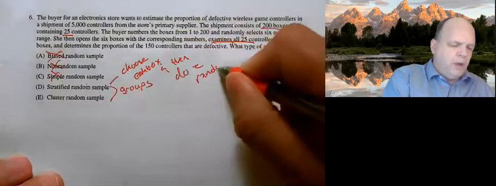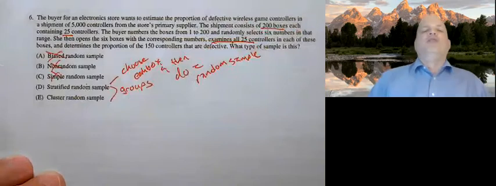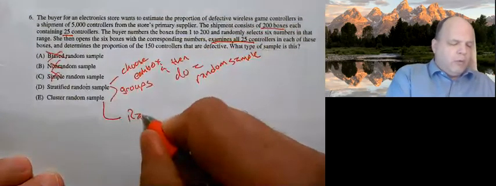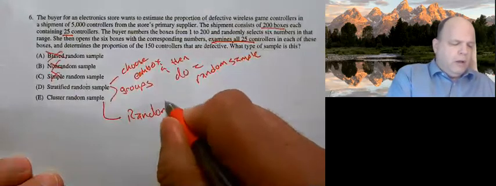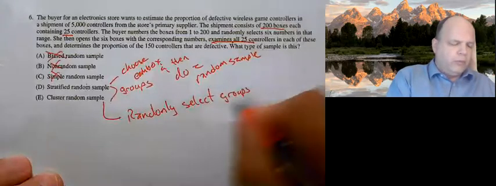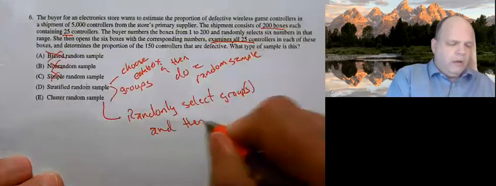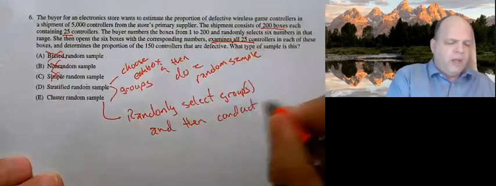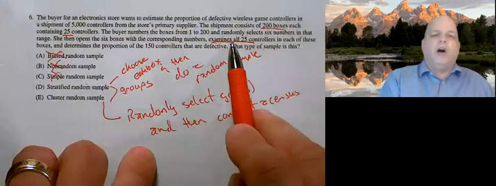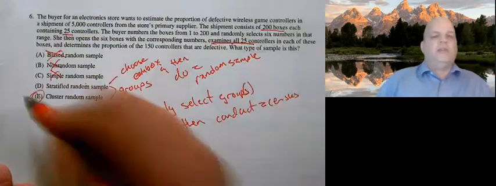All right. Well, she didn't choose each box. She randomly selected the box and then did a census. Randomly select group or groups, put an S on that, and then conduct a census. We know she conducted a census because it said she surveyed all of them. She randomly selected a box, then she conducted a census. This is a census, this is a cluster.